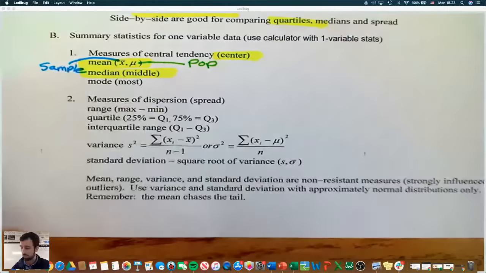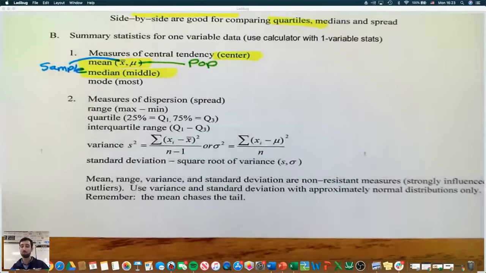We also like median. Median is the middle number when in order from least to greatest. We don't use mode too often. It's just not as good as mean or median. So you want to stick with mean and median.